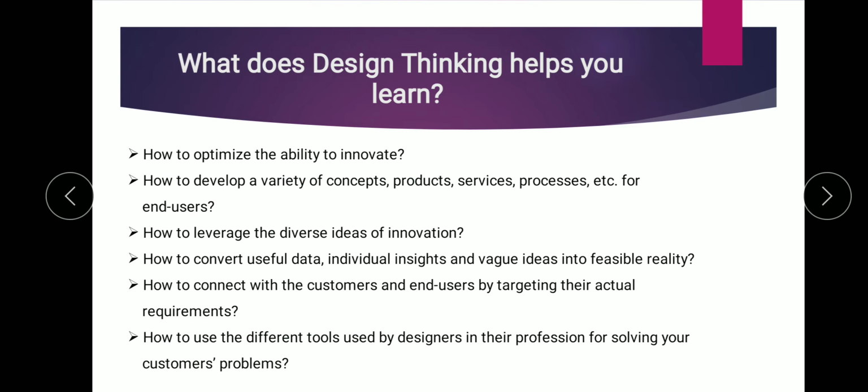So what does design thinking help you learn? What do you learn from design thinking here? Let's see. How to optimize the ability to innovate. At the end of this course, I'm sure that I would have helped you to become more innovative, to diversify ideas of innovation, and to connect with the customers and the end users by targeting their actual requirements. You need to solve the problems of your customers and not just come up with solutions of your own.